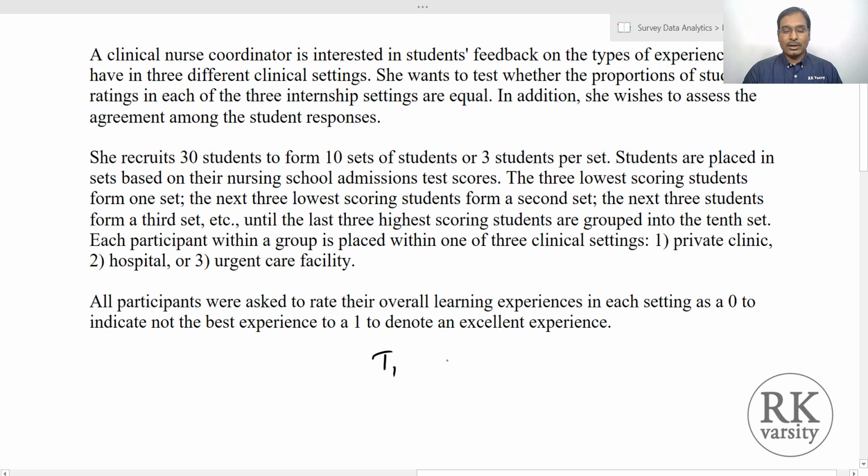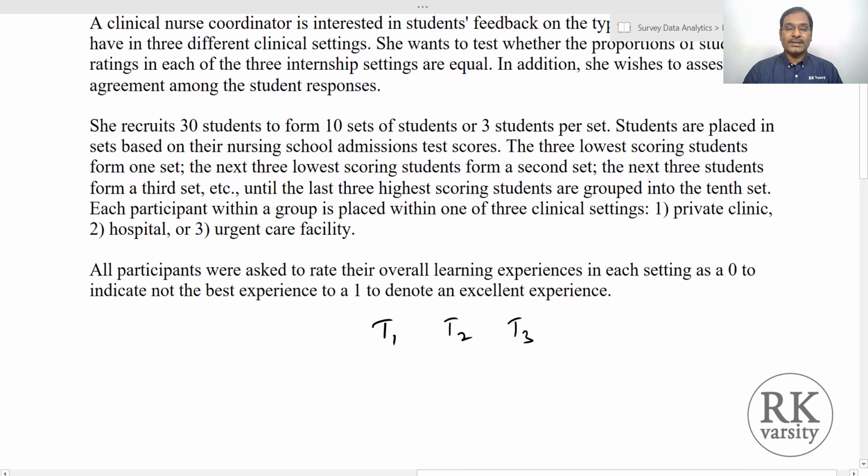Let us say we call these T1, T2 and T3. Then she recruits 30 students to form sets of 10. So there are 10 sets. You can say S1, S2, S3, up to S10. So in each set there are 3 individuals and each is assigned to one treatment.